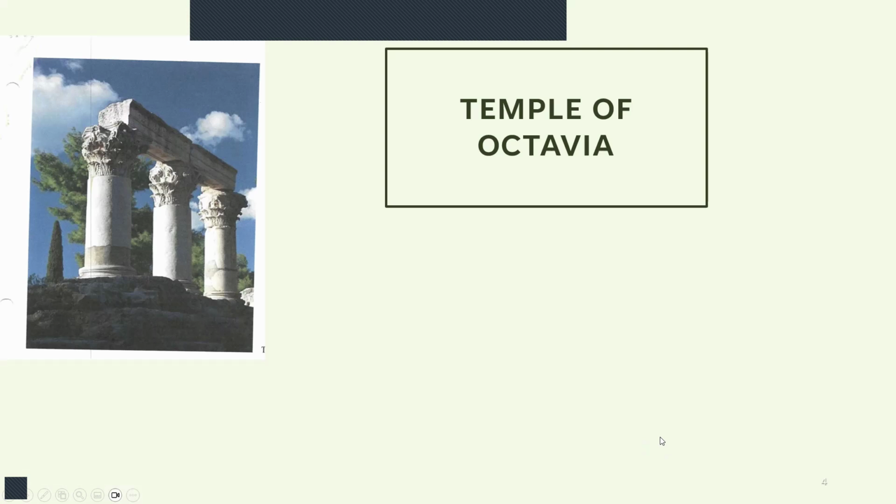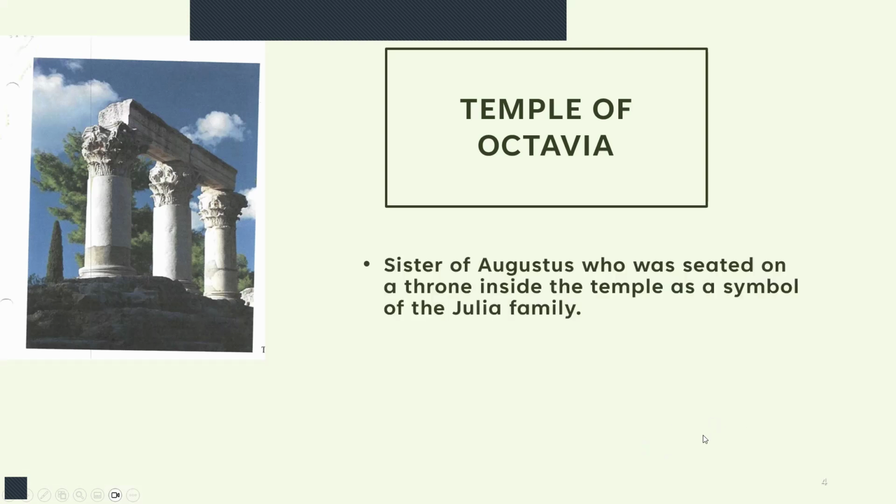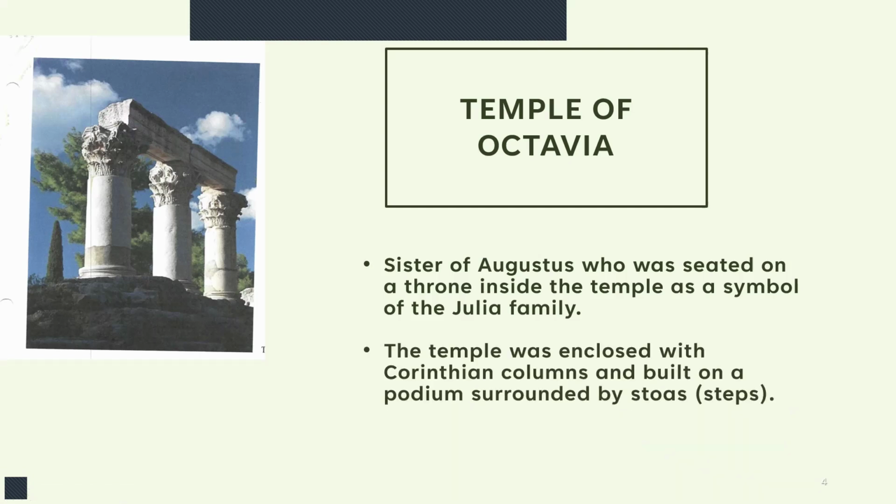Here's a temple at Corinth to Octavia, who was a sister of Augustus. She was seated on a throne inside the temple, a symbol of the Julian family. The temple was enclosed with Corinthian columns and built on a podium surrounded by steps. And that represents the imperial cult of Rome, which was spread through the empire.